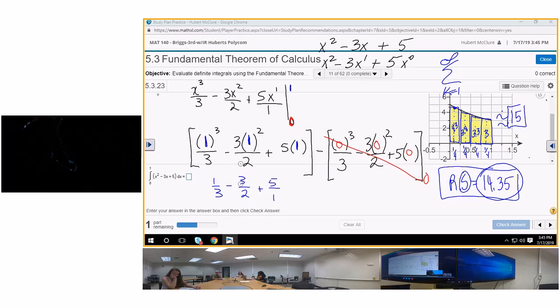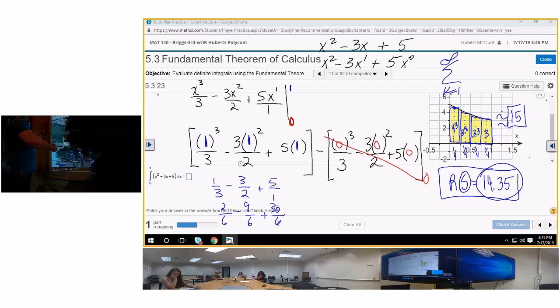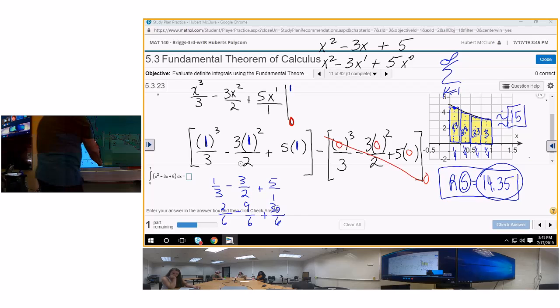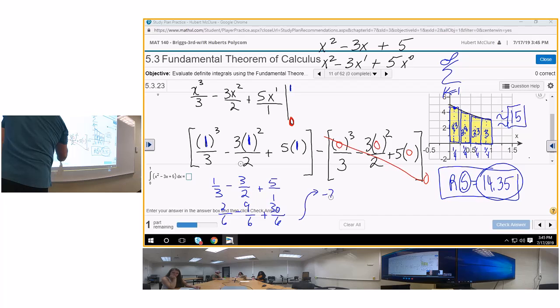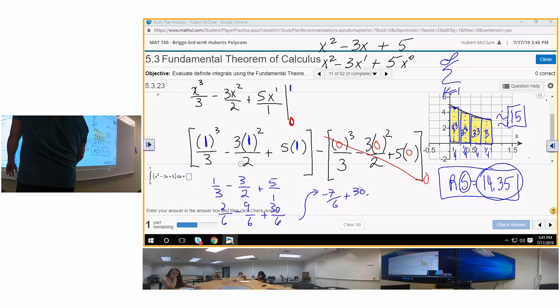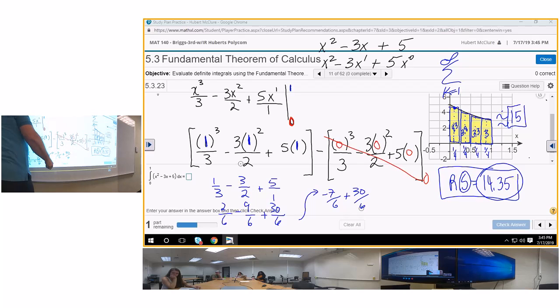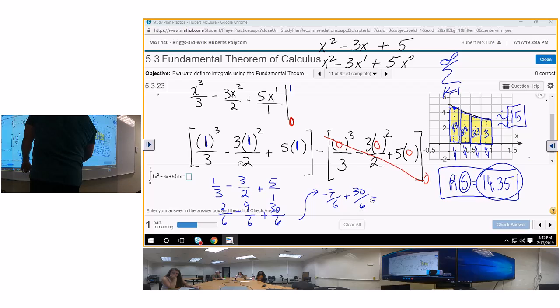Okay, now 6, 6, 6. And 3 will go into 6 two times, 2 times 1 is 2. 2 will go into 6 three times, 3 times 3 is 9. 1 will go into 6 six times, 6 times 5 is what? 30. What's 2 minus 9? Negative 7 over 6 plus 30 over 6. What's negative 7 plus 30? 23. 23 over 6.